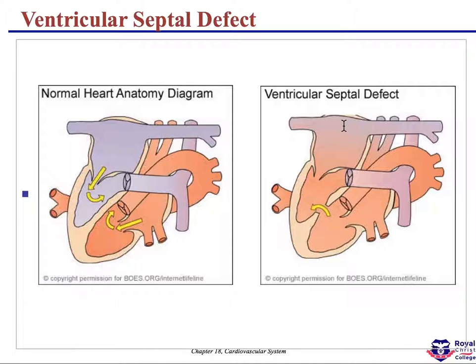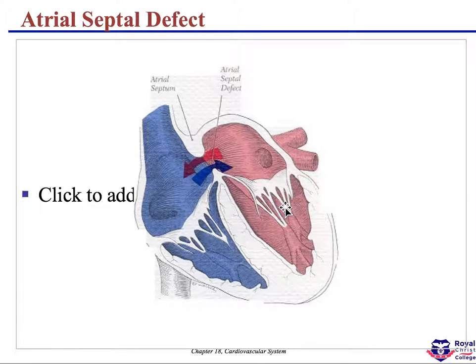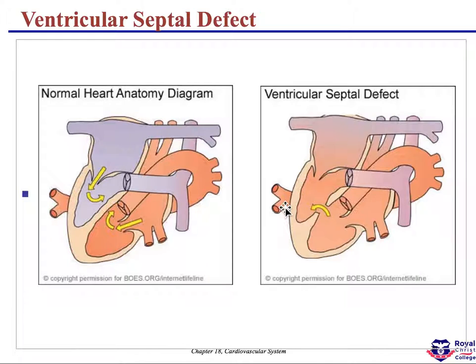You also have ventricular septal defect. So this time the septum between the ventricles is missing. The ASD is where the septum between the atria is missing. At the end of the day, both are very dangerous, and surgical procedures are the only way to get them sorted out.